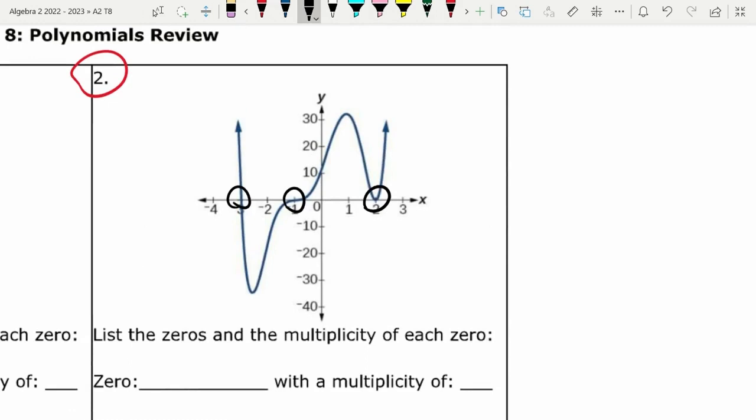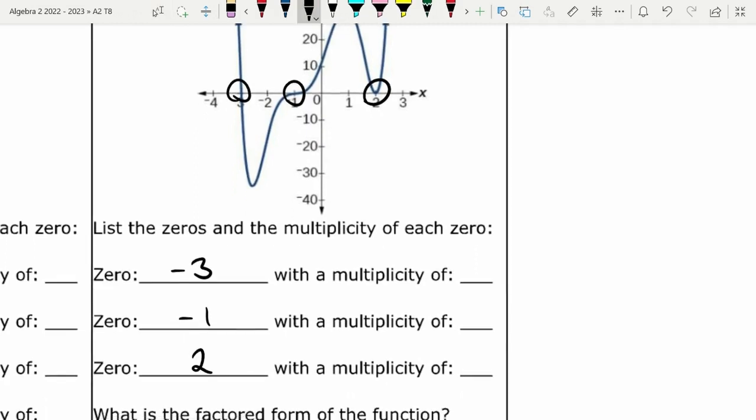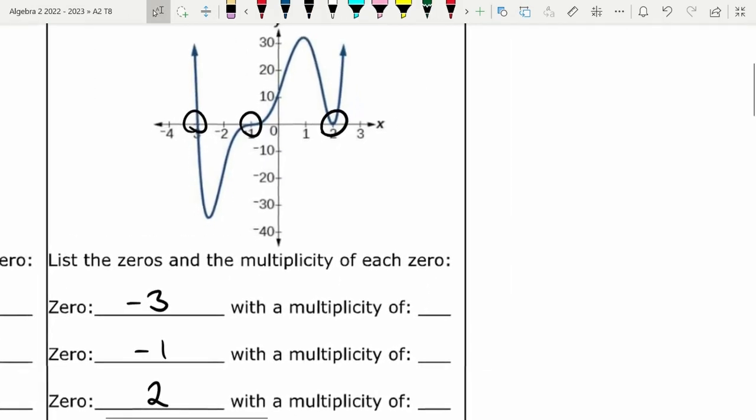The first one that I notice is at -3. The next one I see is at -1. And the last one I see is at +2. Okay, and then we're going to look at the multiplicity of these. This one is a linear crossing. So we would say it has a multiplicity of 1 because it just crosses straight through.